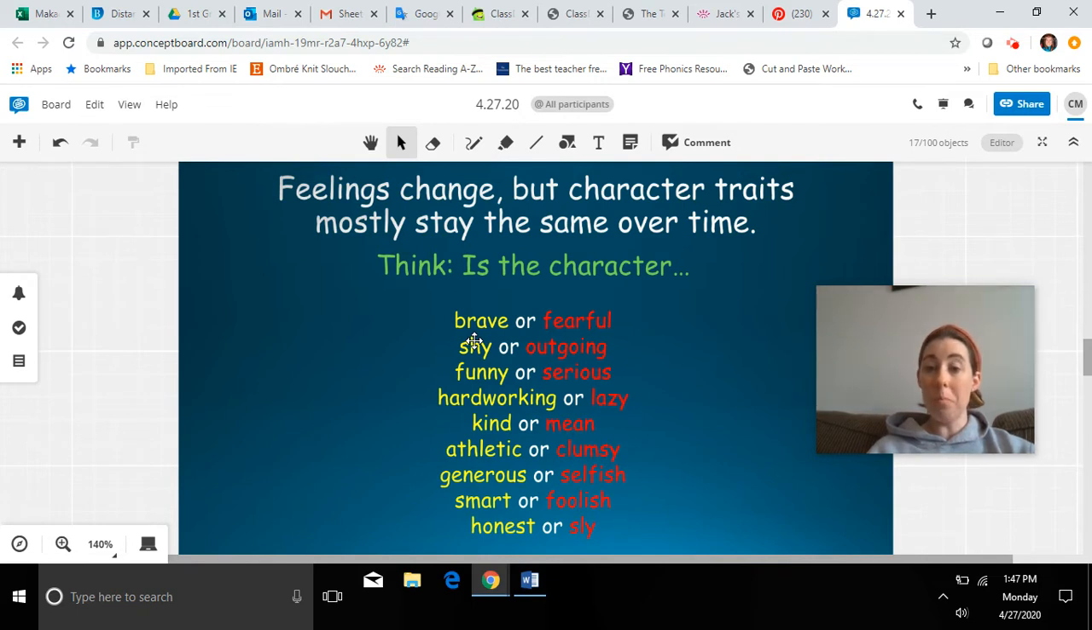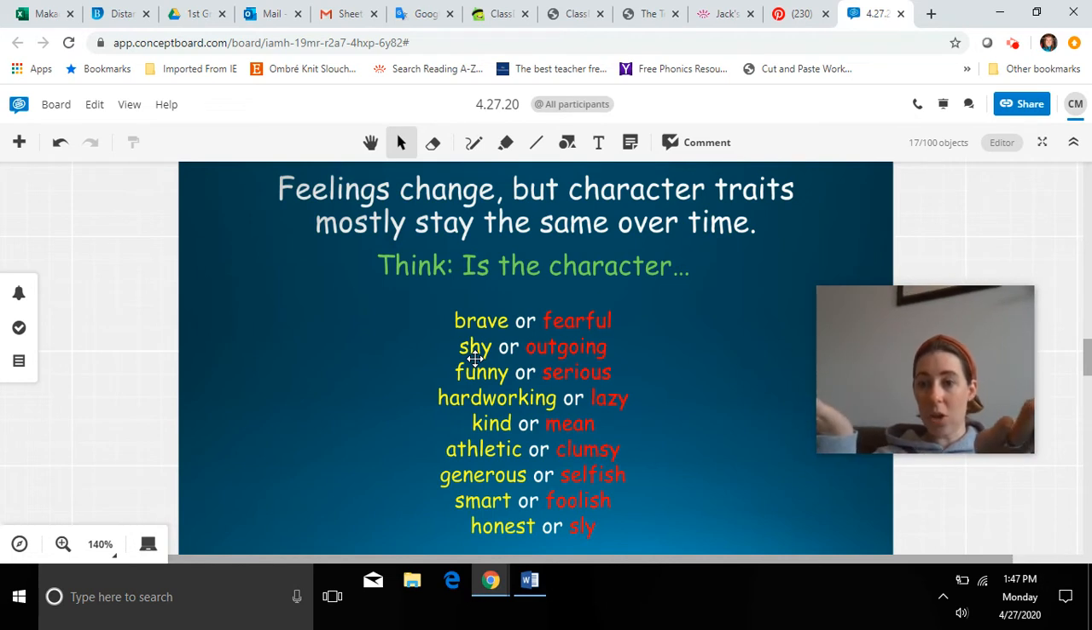Is the character brave or fearful? You say them. Brave, fearful. If you're brave, you're not afraid to do things that are hard. Okay, if you're fearful, usually you're a little bit afraid. Shy or outgoing. Okay, if you're shy, you're quiet, you don't like to talk a lot. If you're outgoing, you like to talk to everybody.